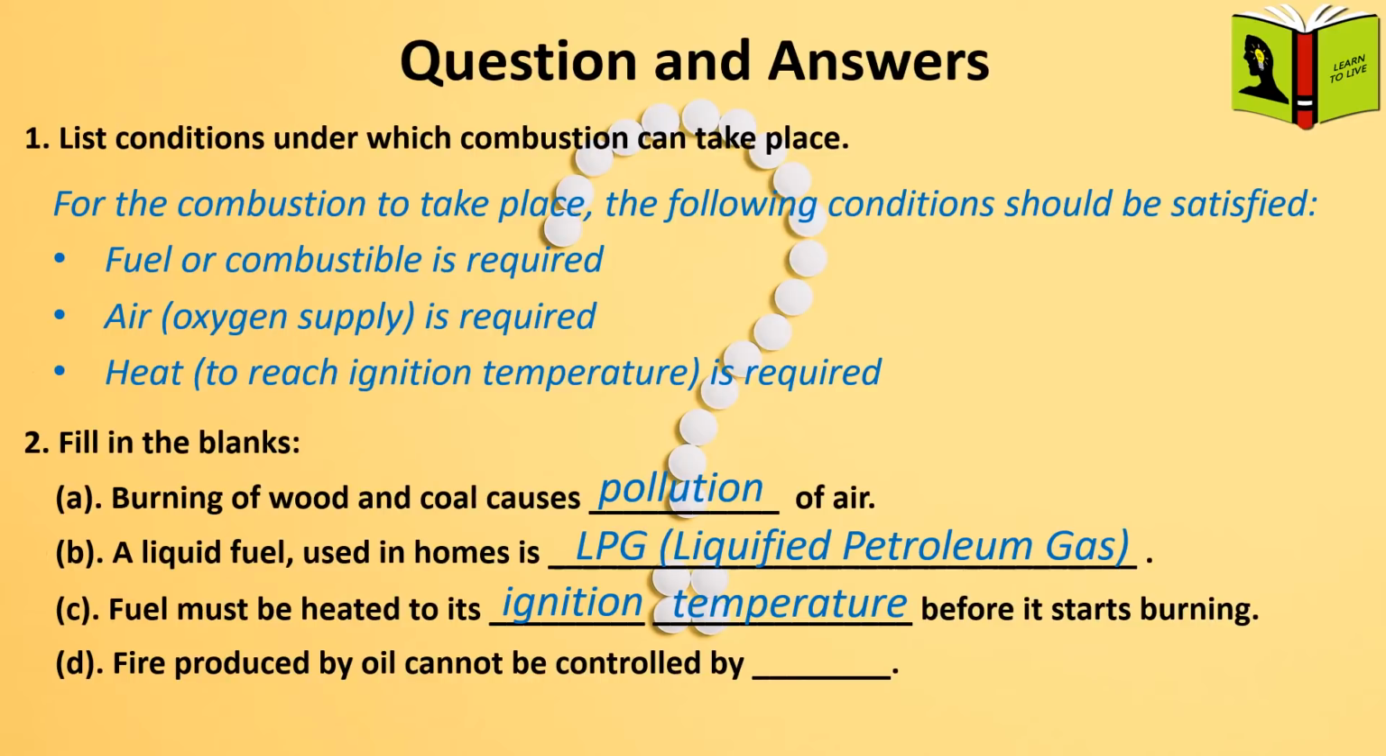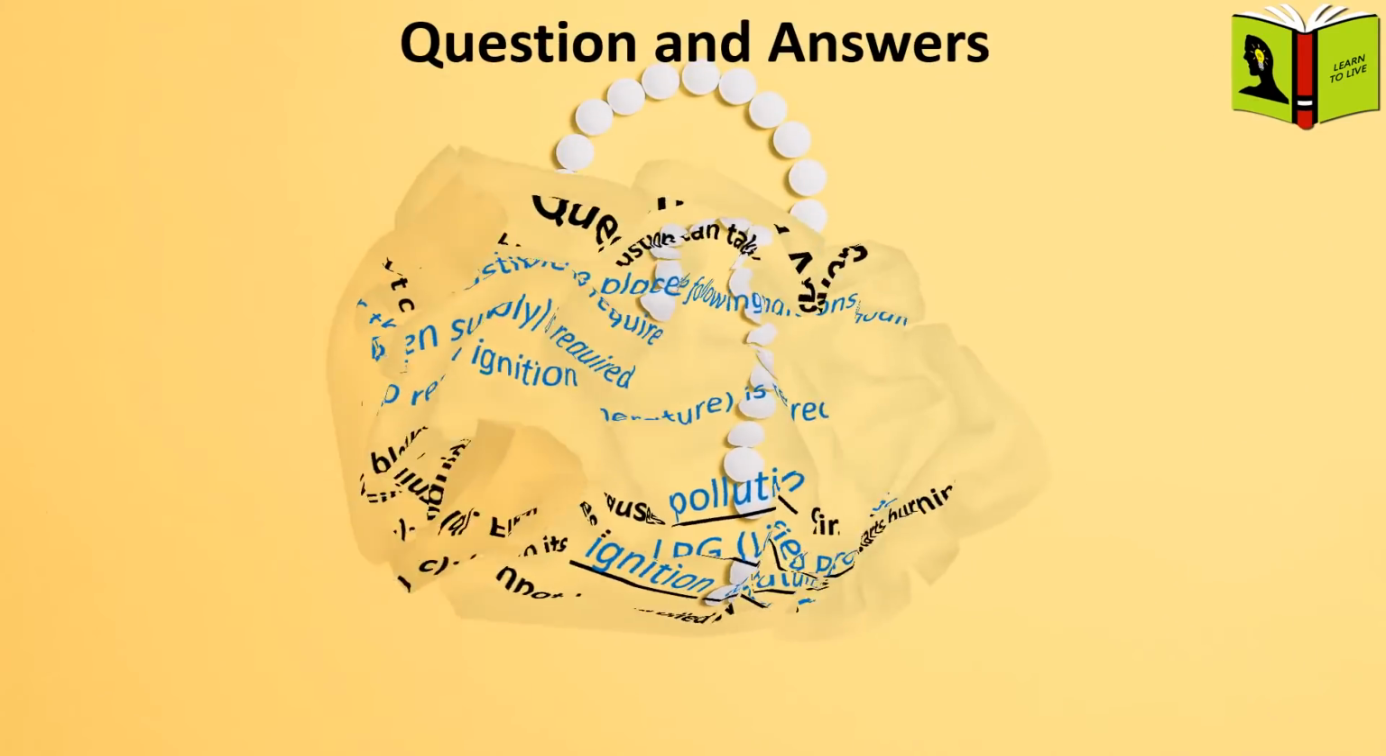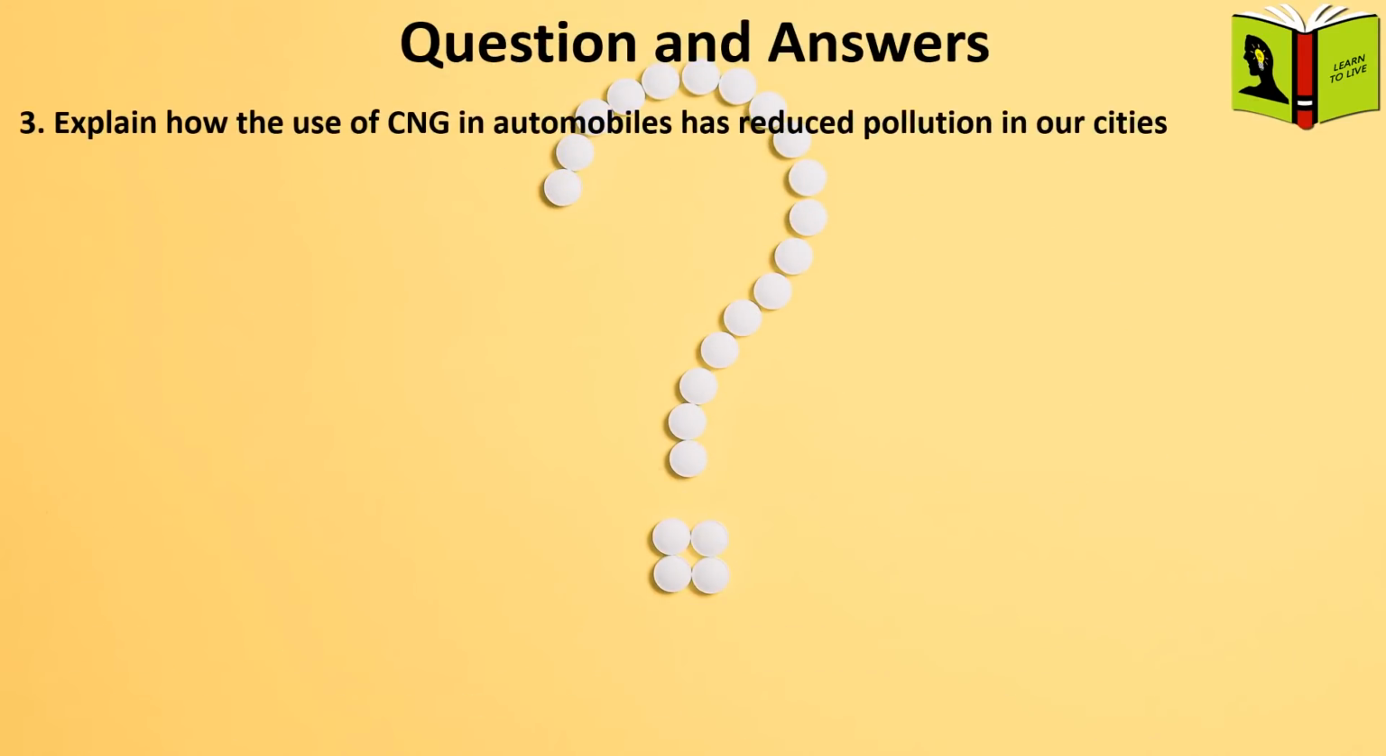D. Fire produced by oil cannot be controlled by dash. Water. Question 3. Explain how the use of CNG in automobiles has reduced pollution in our cities.